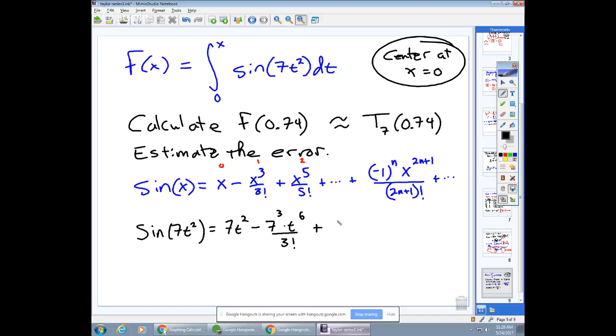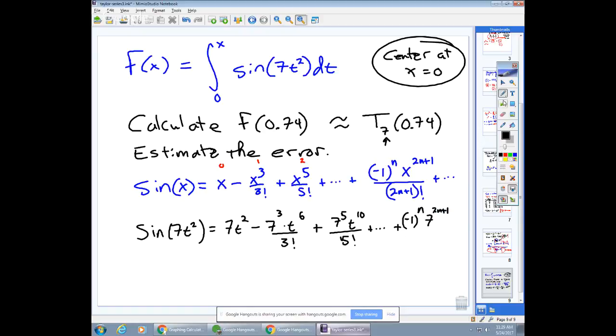And if I go to the next term, I'm going to get 7 to the 5th t to the 10th over 5 factorial. And if we wanted to, just for fun, we could get the general term, although we really don't need it because we only need a 7th degree. But if somebody said, hey, your error isn't good enough, we'd need to go out farther. So that would be negative 1 to the n, then we would have a 7 to the 2n plus 1.